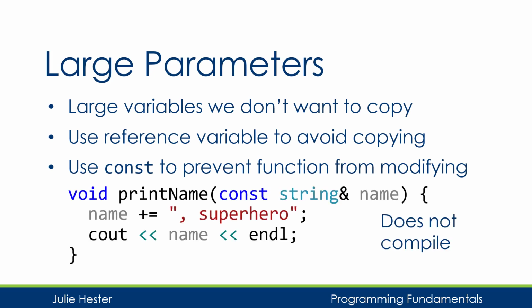So if I were to change that same function, print name, by adding const in front of the parameter data type, what I am saying is you're going to get a reference to the original value, but you're not allowed to change it. And in the body of this function, when I try to modify it, that's not going to compile. That's not going to be allowed because the const says name cannot be modified.